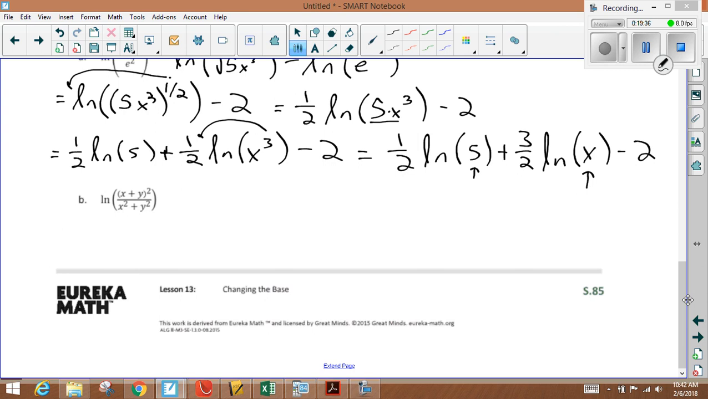Here we go. Again, I have a quotient. Hooray for that. Oh well, let's go for it. So I'm going to write it as natural log of x plus y squared minus natural log of x squared plus y squared. Well, thank God there aren't minus signs there, because otherwise I would have to use difference of squares. And I don't want to.